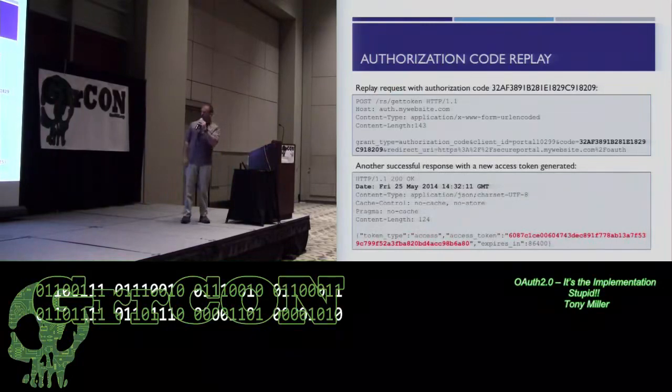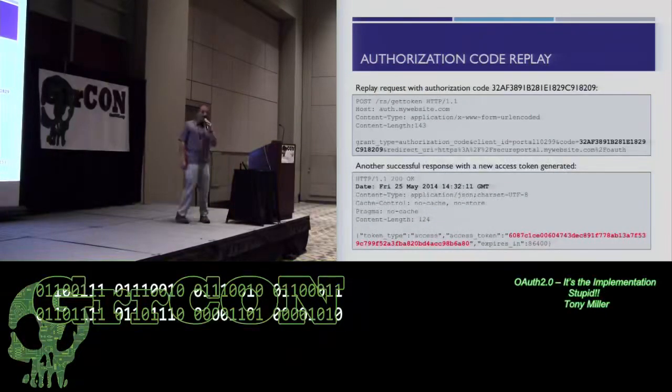Well, that sucks. Because now I've got two access tokens, and indeed I did go back and I checked the original access token and this one, and logged into the resource server with both of them and was able to pull data. So this is an example of not being RFC compliant.